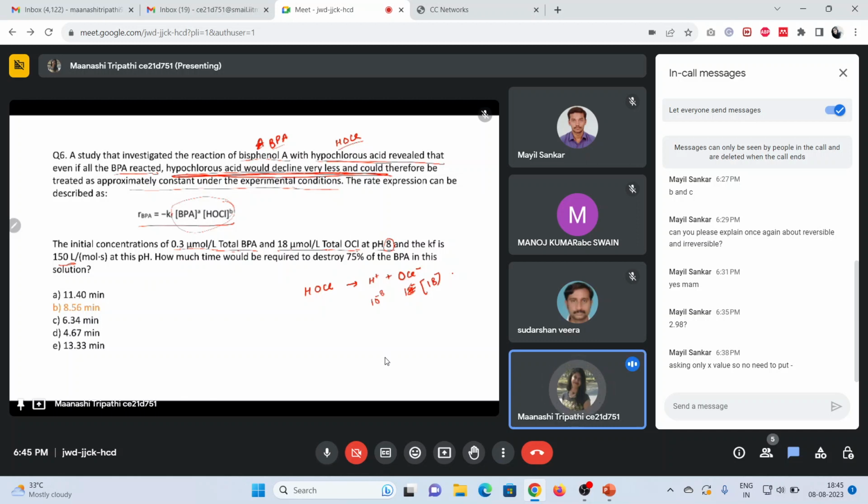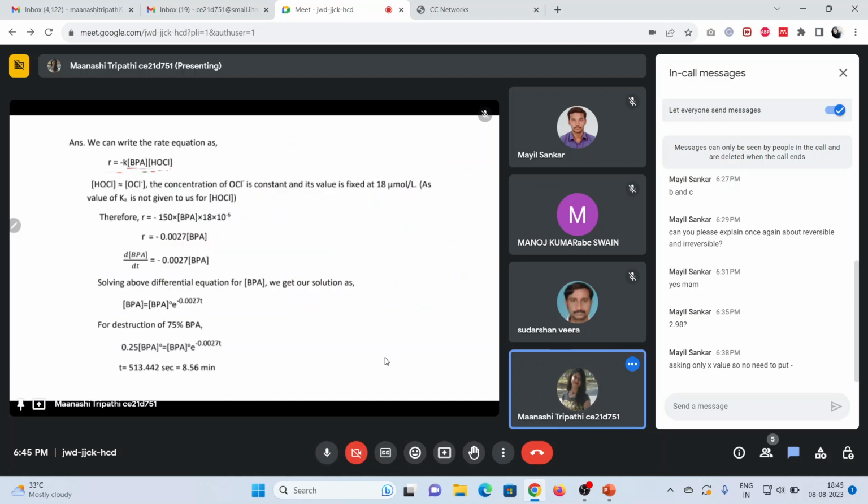Now the question is saying that hypochlorous acid has not declined. It means however much OCl we are getting can be taken similar to HOCl. Anyway, when you add 10 raised to power minus 8, it will be 18.00000 something, right? It means we can take HOCl and OCl as equal, which has been done here. So HOCl we have taken as 10 raised to power minus 8.